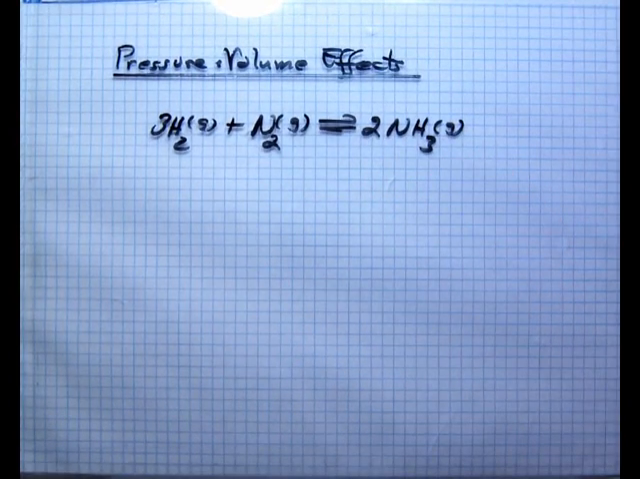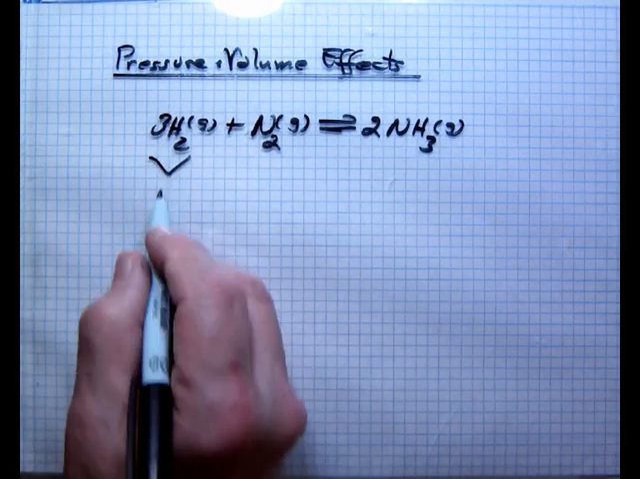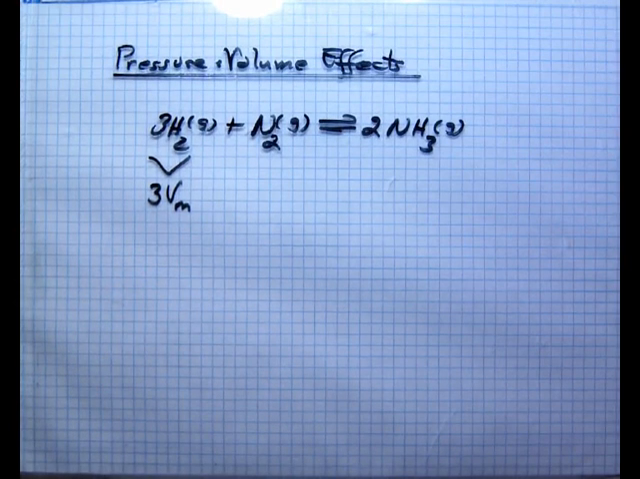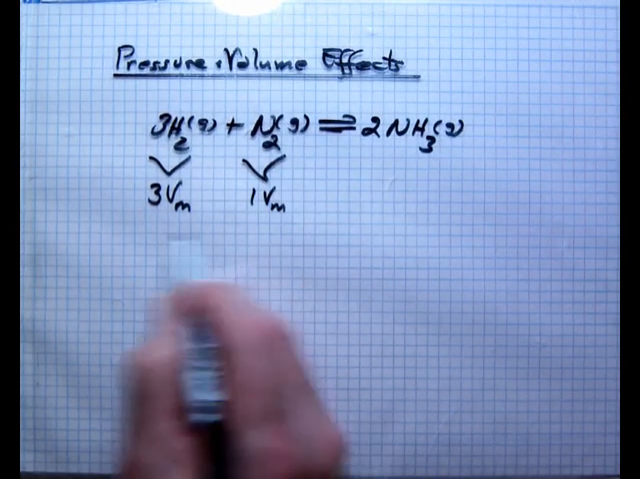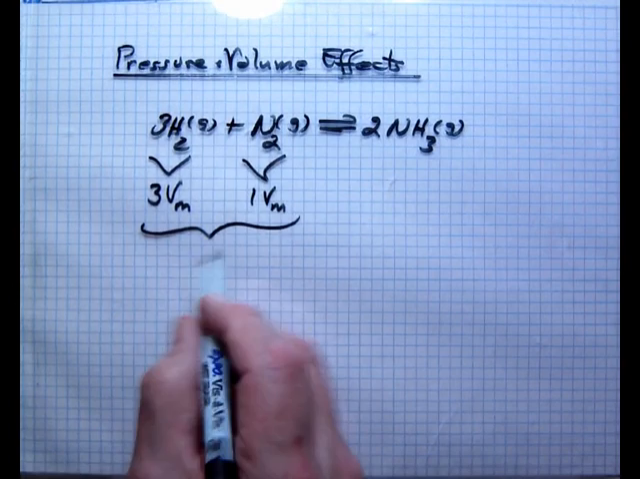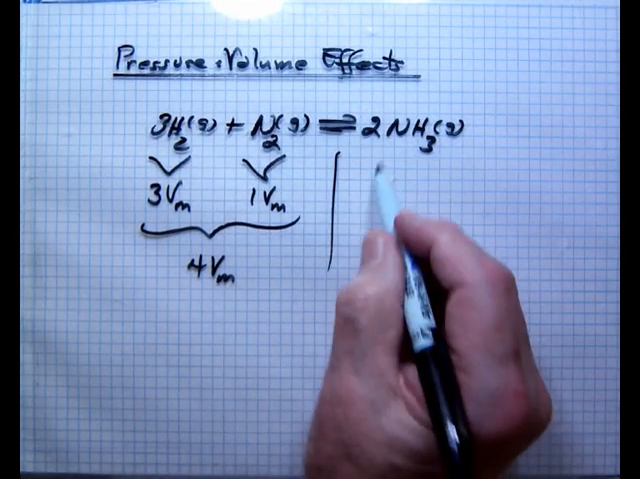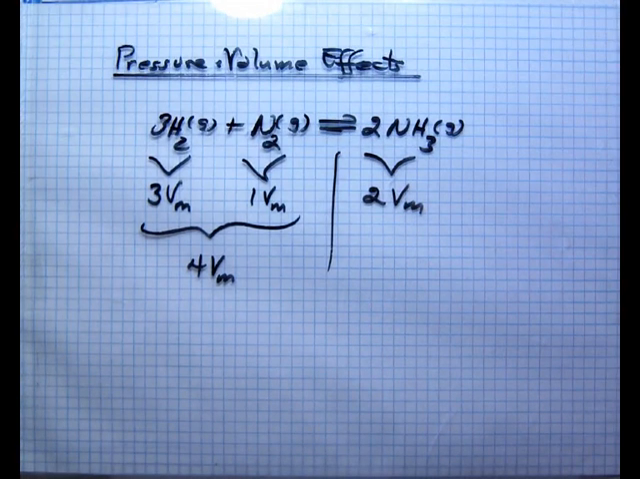Look at this reaction. What do you see? This represents 3 molar volumes. You recall a molar volume is the volume occupied by 1 mole of any gas. Now, we're not specifying temperatures, but 1 mole of any gas. Here is 1 molar volume. If you add those together, we have a total of 4 molar volumes. On the product side, this represents 2 molar volumes, or the total of that.